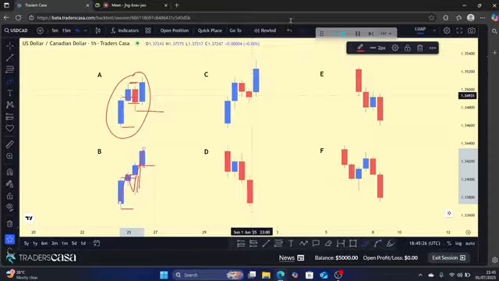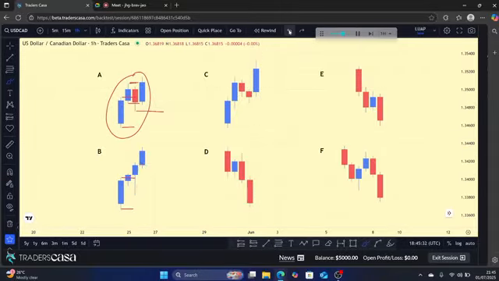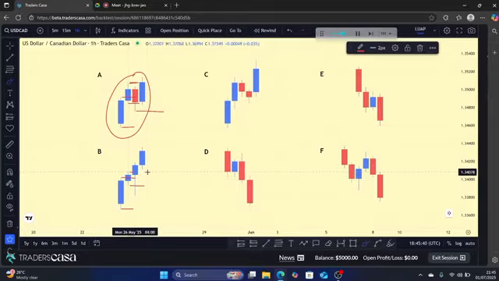So this one here is a pullback because, right here, price first broke past the lowest point of this candle before breaking past the highest point. And in a candlestick based uptrend, we need breaks past the highest point without breaking the lowest point, or while protecting the lowest point. But in this scenario, price broke the lowest point and then reversed, breaking past the highest point of the previous candle.